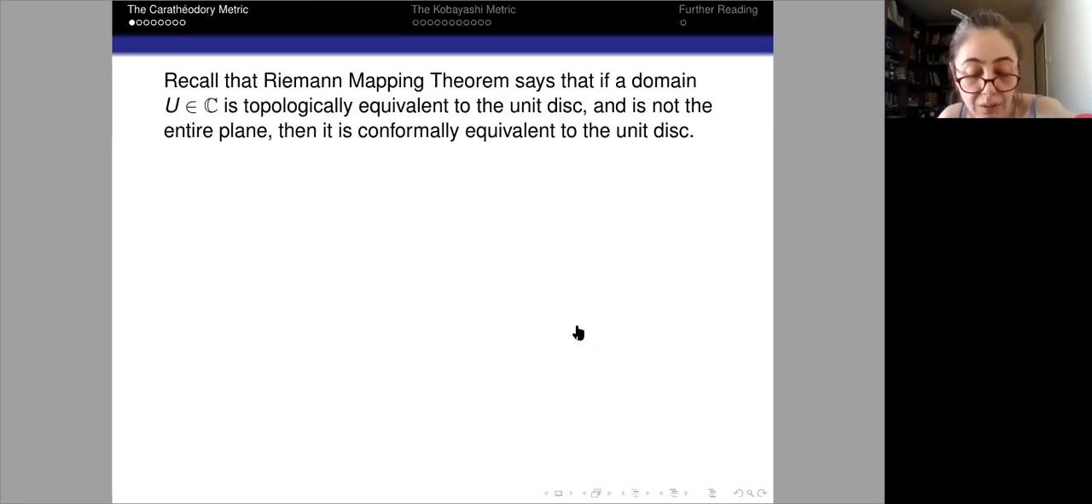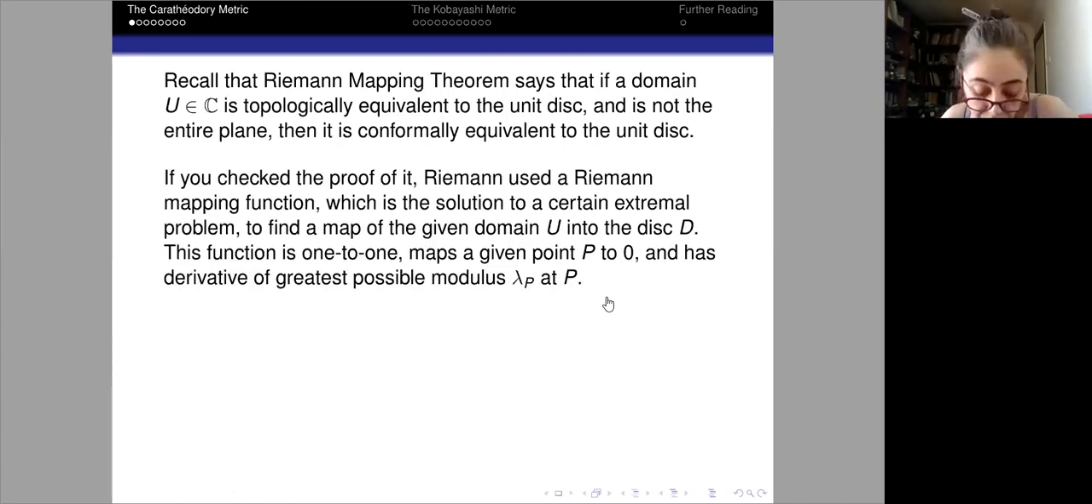First of all, if you checked that part from the very first day, I said that it is a good idea to check the proof of the Riemann mapping theorem. First, recall that the Riemann mapping theorem says if a domain in the complex plane is topologically equivalent to the unit disk and it is not the entire plane, then it is conformally equivalent to the unit disk.